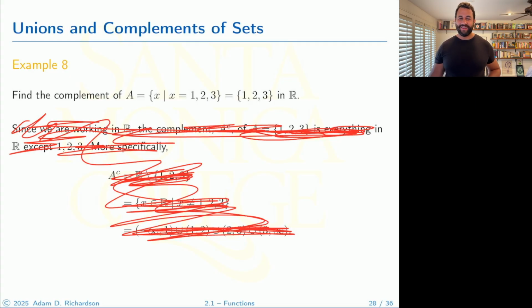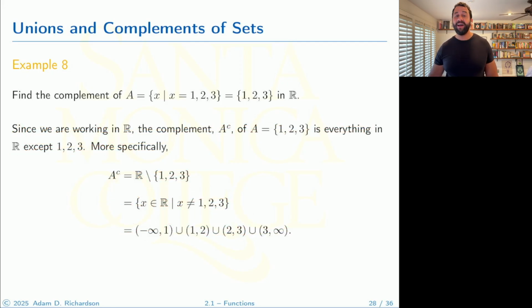Okay, now let's do it together. Let me erase this. Now that we can see the answer, we're going to see what the complement is. So the thing to keep in mind here is that the set A is just the numbers one, two, and three. That's it. That is the set A.